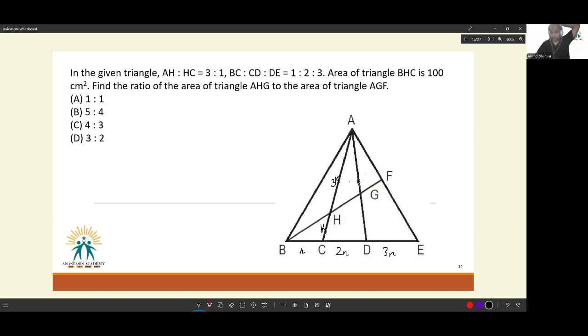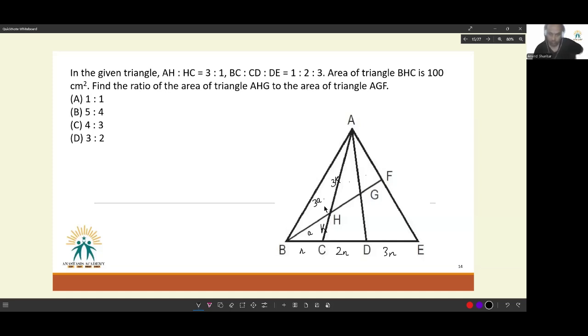Okay. Now, see this. Let the area of BHC, instead of taking it as 100, let me take it as a variable itself. Area here is A, but now BHC and BHA, the heights are identical, the bases are in the ratio 1 is to 3. The area here will be 3A.